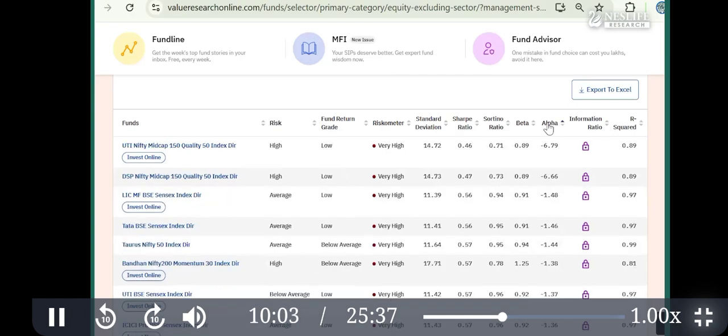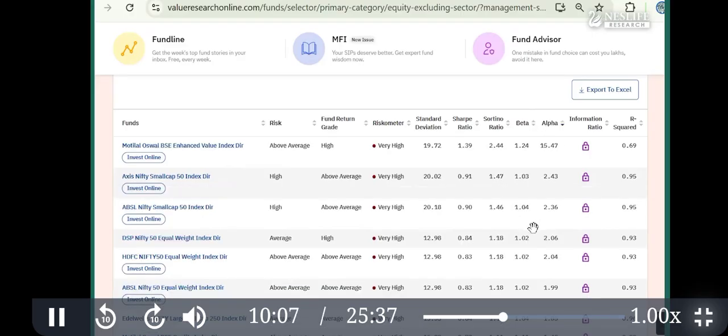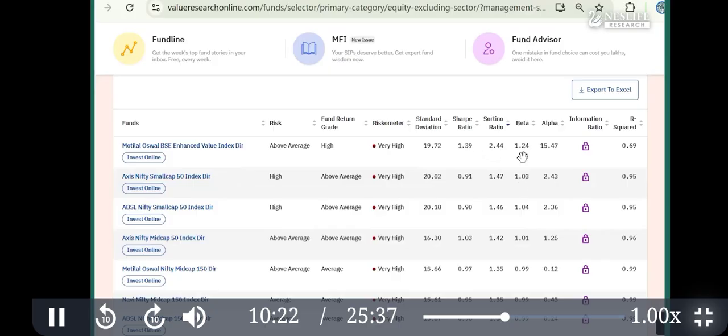Alpha should be 0. Okay, negative alpha is not good, 0. Even positive alpha is not desirable. If you are looking for positive alpha, then go for the active funds, not the index fund. Your aim in an index fund is that it should replicate that of the index. Beta is not relevant. What is relevant here is the Sortino ratio and standard deviation. These 2 points are relevant for the risk assessment, Sortino ratio and standard deviation. Okay.